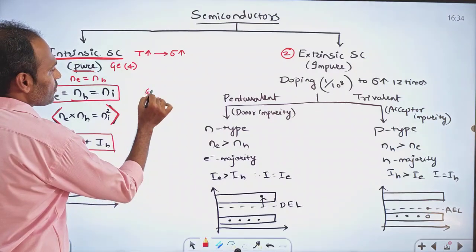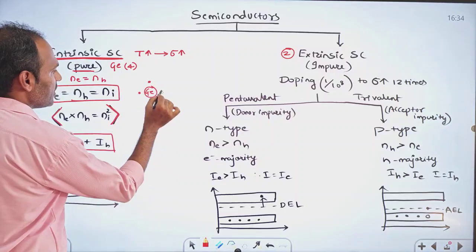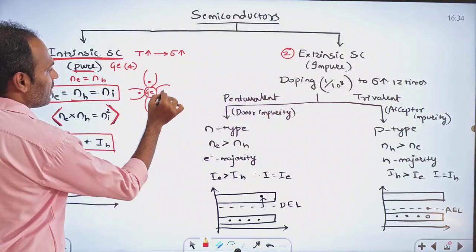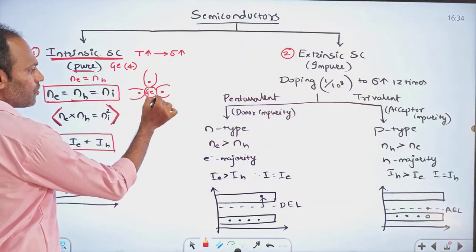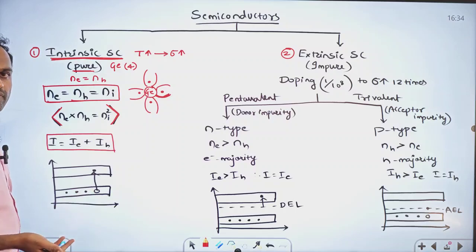All 4 valence electrons of the germanium will be engaged in covalent bonding. Even 4 valence electrons are there. These electrons, they will be engaged in covalent bonding. They will be in the covalent bond. No electron is free. That's why there is no conductivity. There is no flow of current.